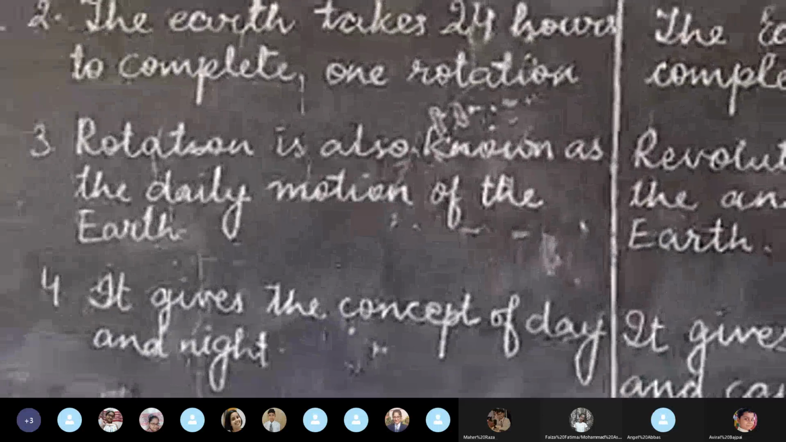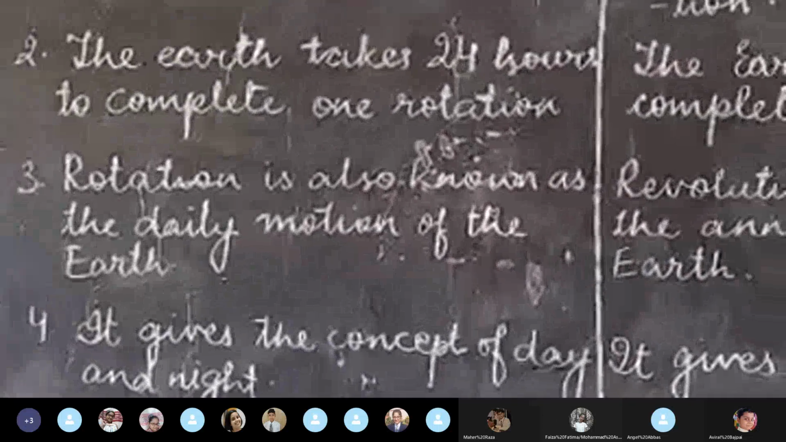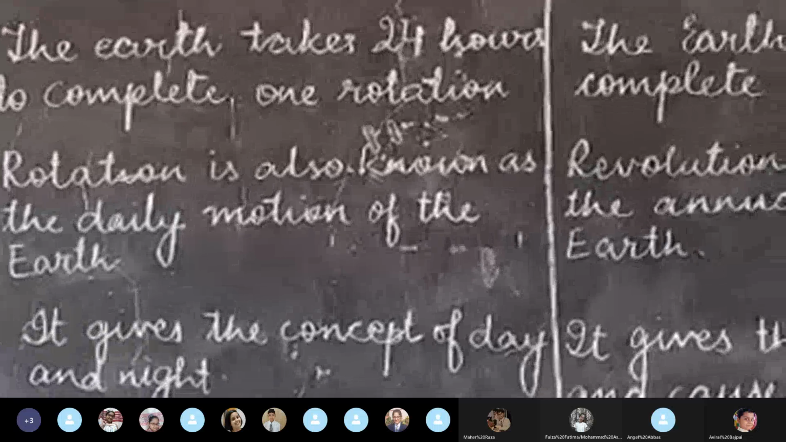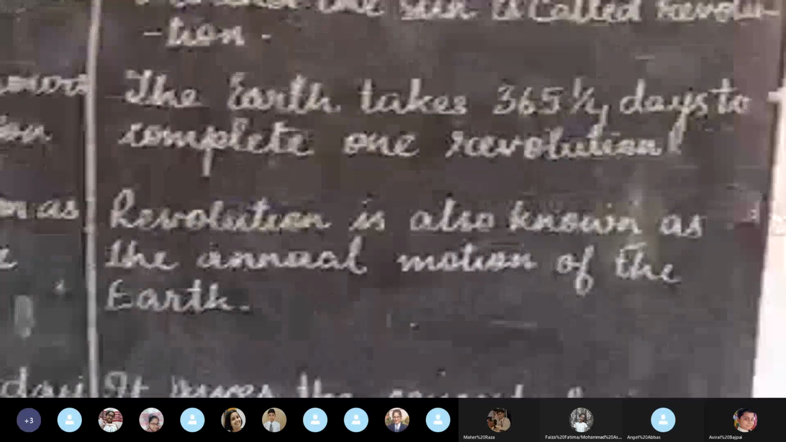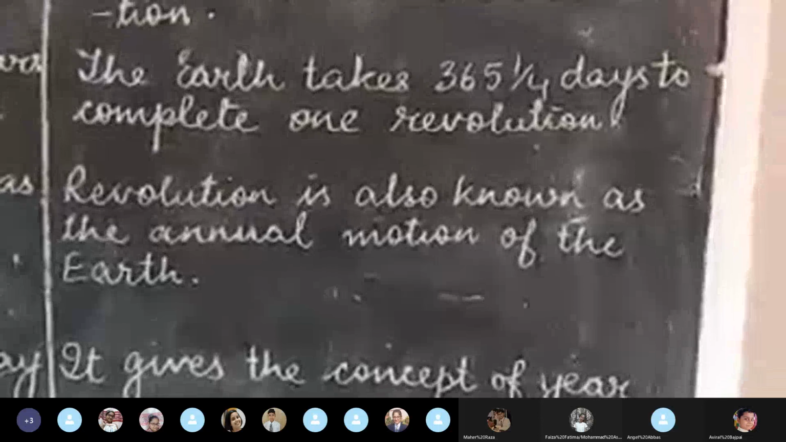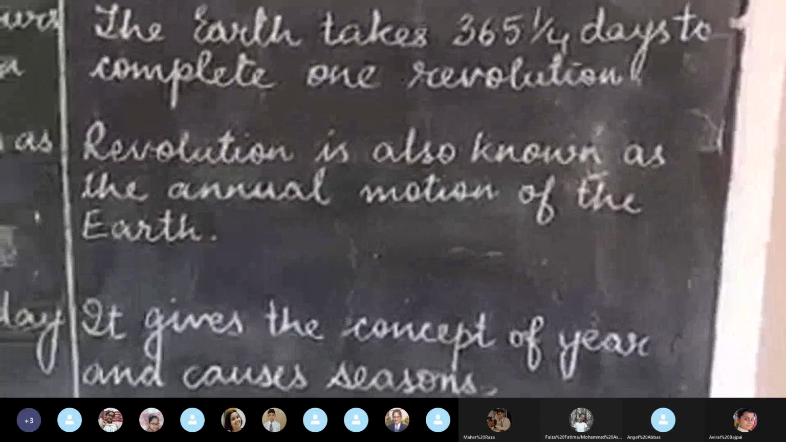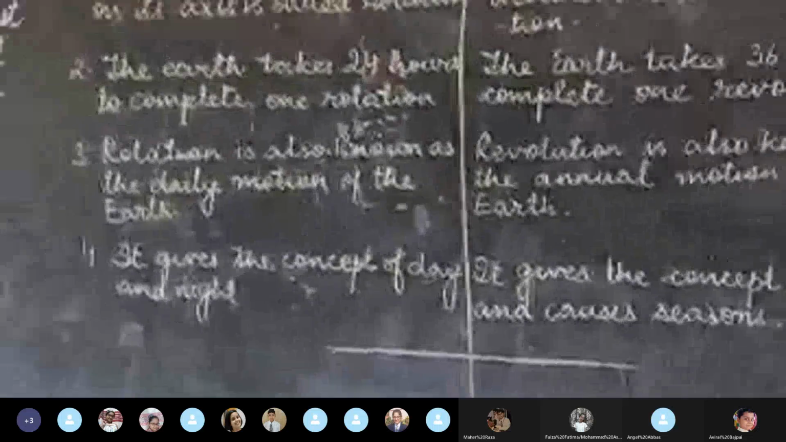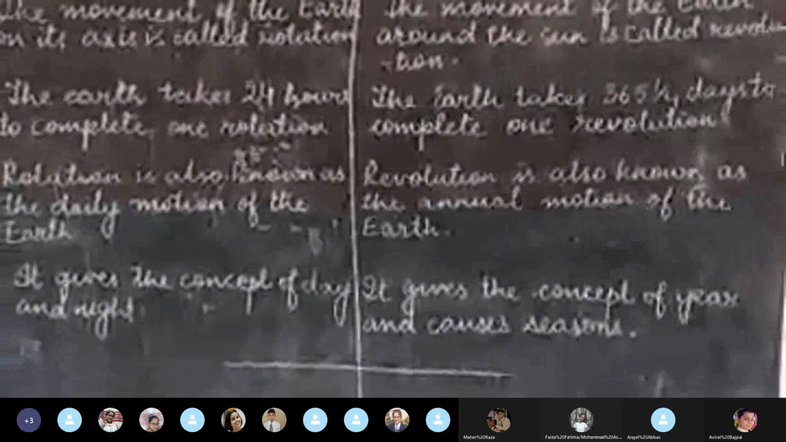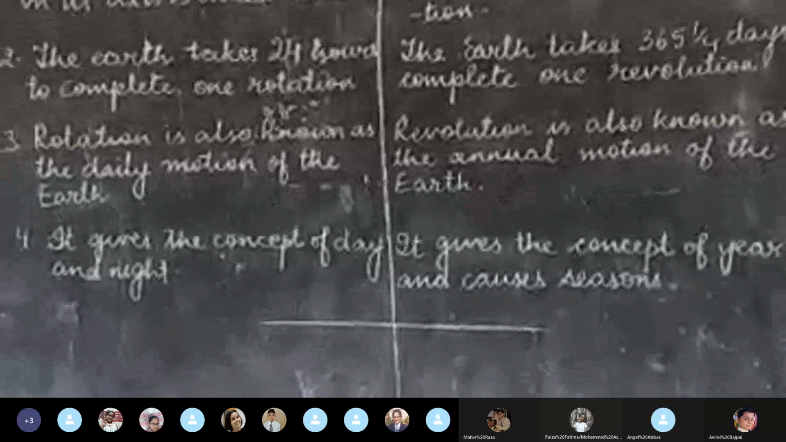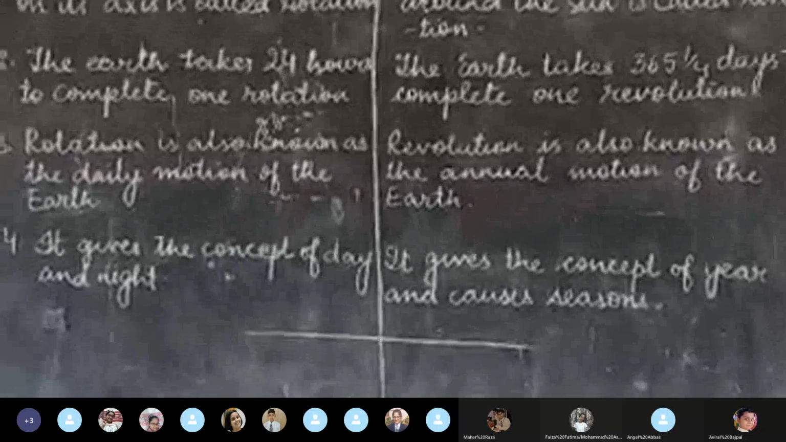Fourth point for rotation, it gives the concept of day and night. Fourth point for revolution, it gives the concept of year and causes seasons. Now this is the way you will be writing this answer completely. You will draw a line in the center and you will do it accordingly. Now coming on to the next heading, that is question number 7.2. This I will do in the copy in the book just now.